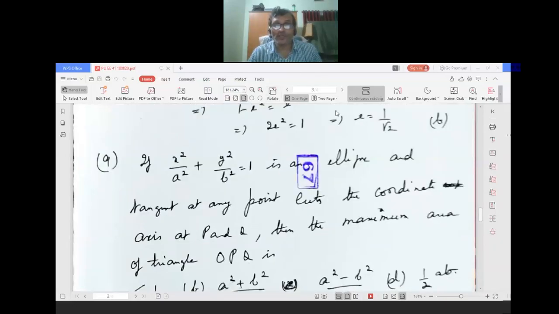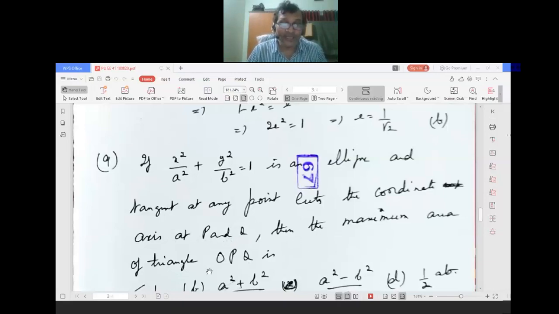So now I go to the next question, question number 9. If x squared by a squared plus y squared by b squared is an ellipse, and the tangent at any point cuts the coordinate axes at P and Q. First we take the ellipse x squared by a squared plus y squared by b squared equals 1. The tangent at any point cuts the coordinate axes, that is the x-axis and y-axis, at P and Q.